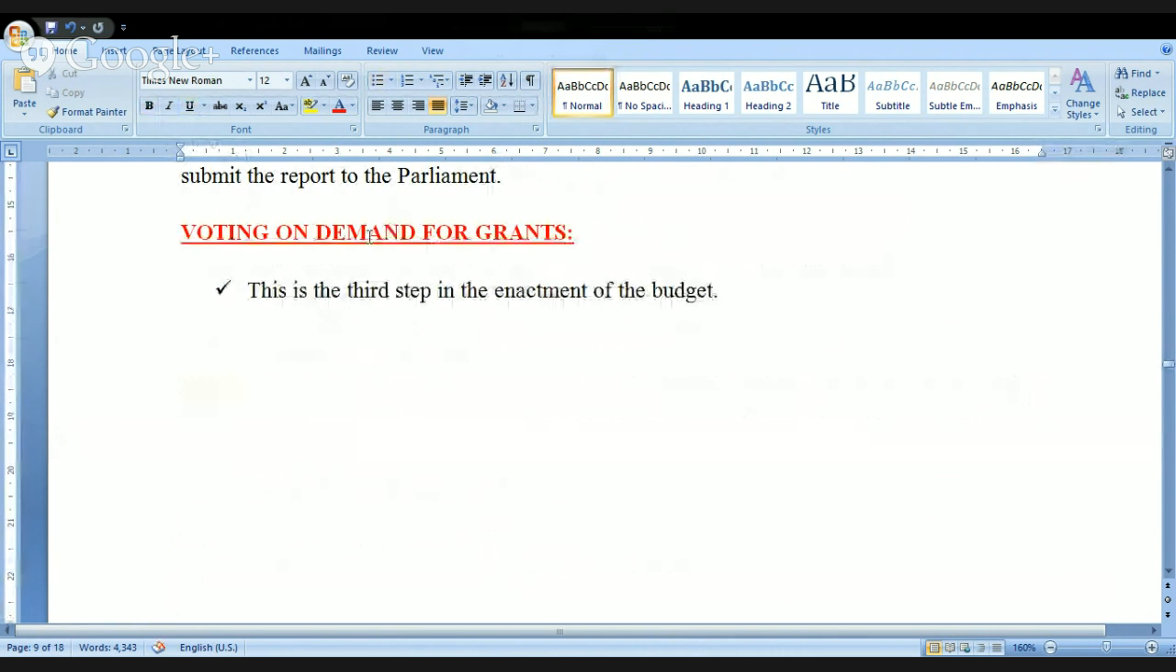Okay. Next is step number 3. Look at this. This is called voting on demand for grants. We know that altogether there are 141 demands. Each demand has to be discussed, each demand has to be voted, and each demand will become a grant. This is the third step in the enactment of the budget.